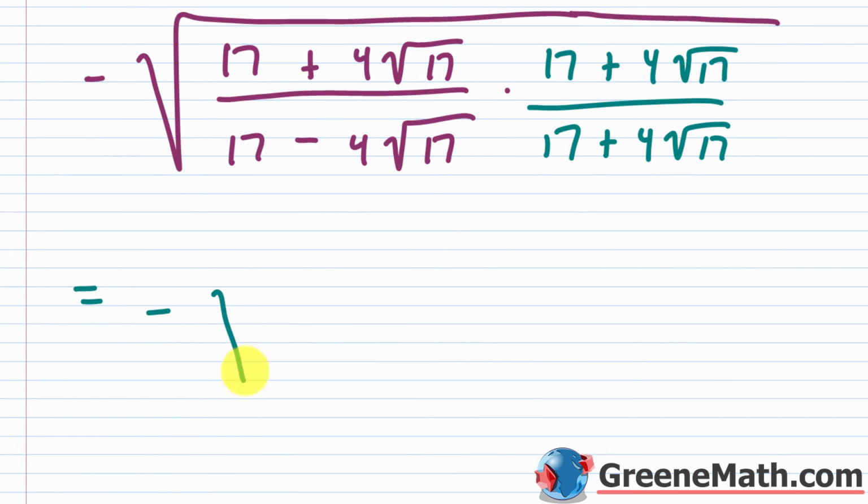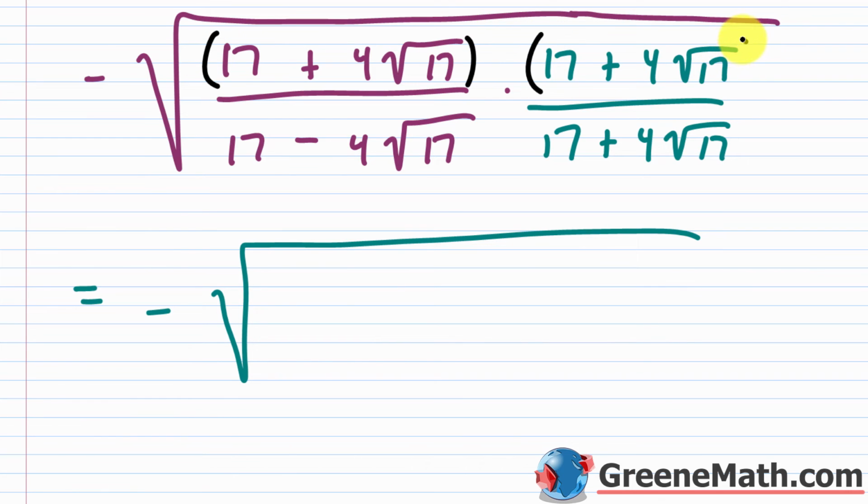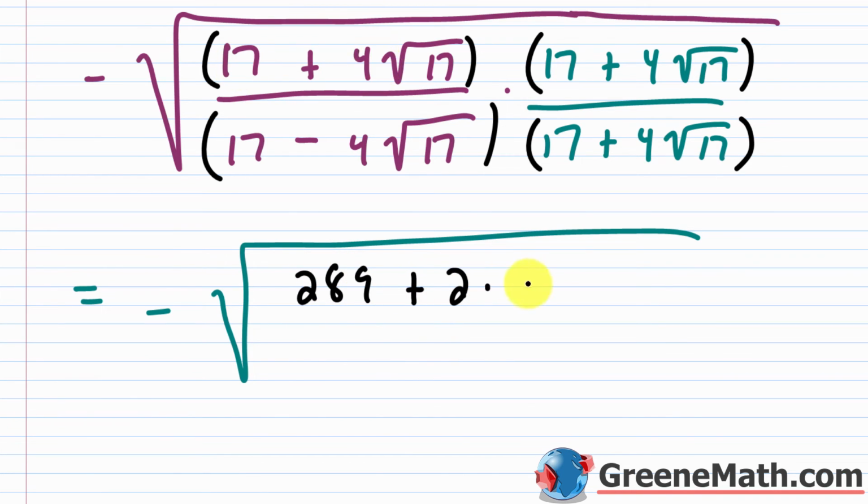I'll put the negative of the square root of, let me wrap this in parentheses, so this is crystal clear what we're doing. So this right here, you can use your formula, x plus y quantity squared. So the first guy squared, 17 squared is 289. And then plus 2 times the first guy times the second guy. So 2 times 17 times 4 times square root of 17. So 2 times 17 is 34. And 34 times 4, that's going to be 136. So this would be 136 times the square root of 17. Like this. And then you go plus your last guy squared.